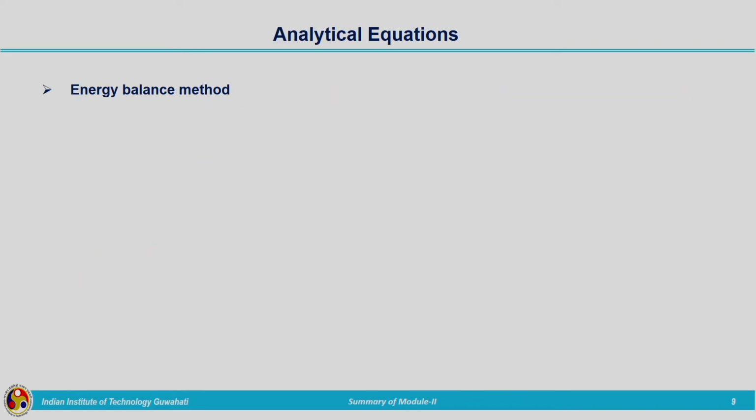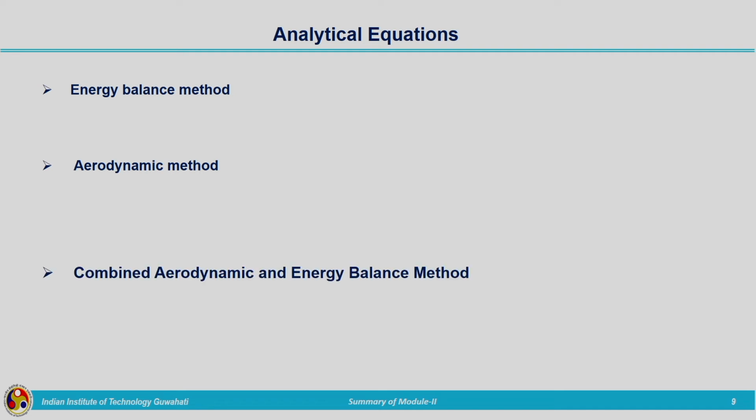Let us see what the different analytical methods derived are. One is based on the energy balance method, the second was the aerodynamic method, and the third combined the aerodynamic and energy balance method. We haven't separately derived the combined method; we have made use of the energy balance method and the aerodynamic method. So, in the energy balance method, the important factor influencing evaporation was considered to be heat energy.